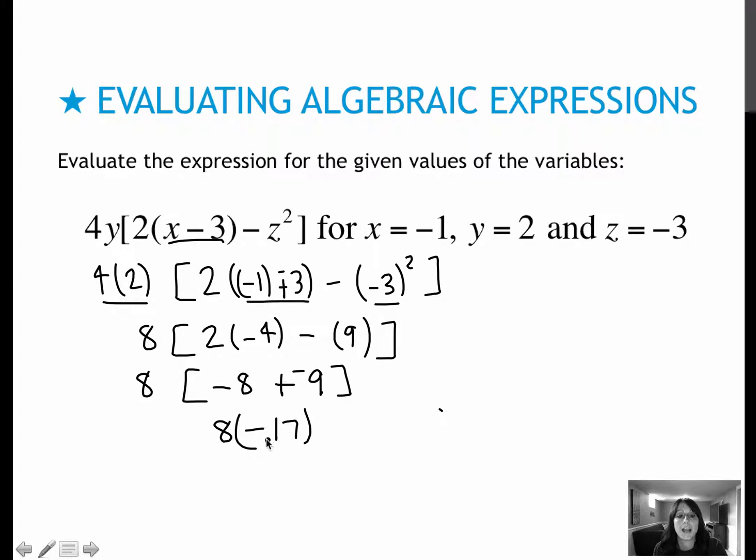I'm going to multiply negative 17 times 8. Again, try very hard not to use your calculator on these. So 8 times 7 is 56. Carry the 5. 8 times 1 is 8. And then plus 5 is 13. And my result should, of course, be negative. So my result is negative 136.